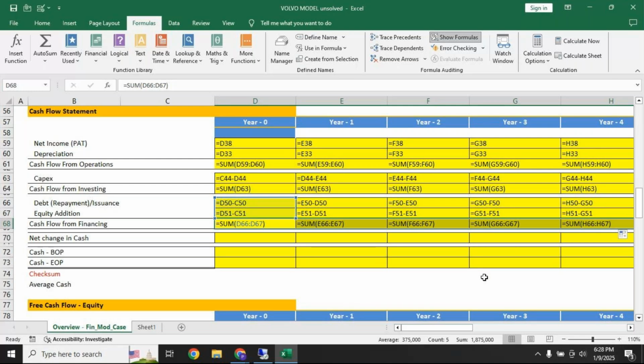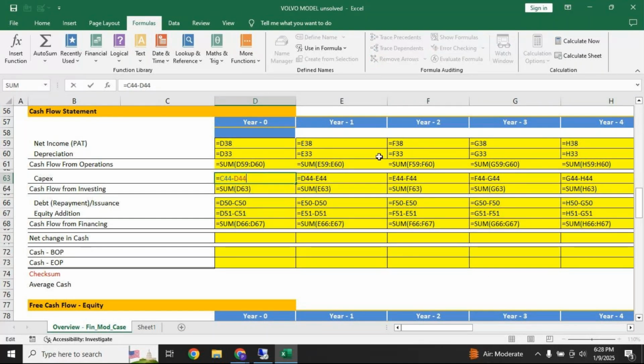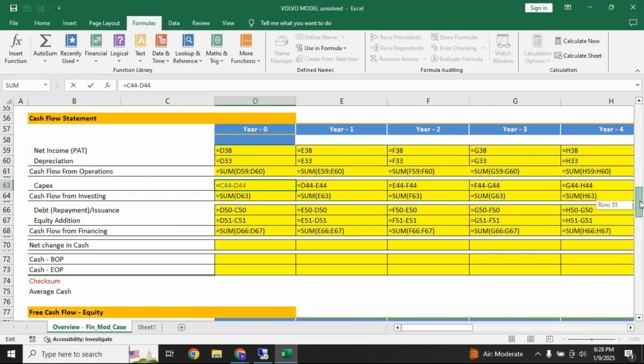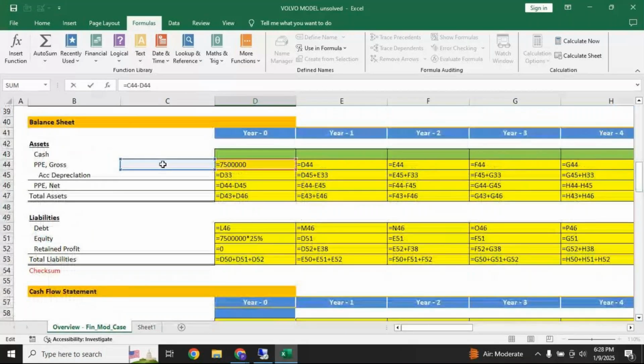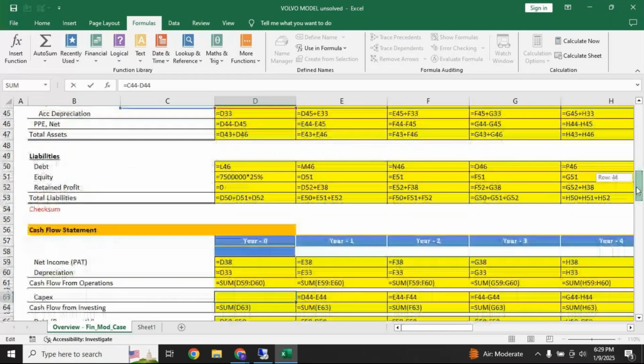Ma'am, can you show CapEx? Capital expenses. So for capital expenses, we are going to take the previous year PPE gross. That is the asset I am buying, the investment I am making in the bus. For year zero there is nothing. So I have to do previous year minus the current year, and that will be my capital expenses.